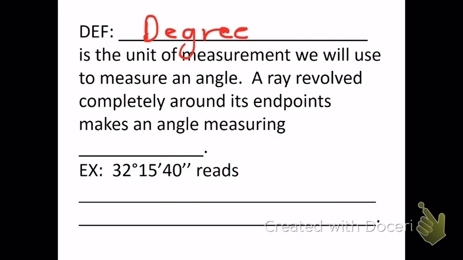A ray revolved completely around its endpoint makes an angle measuring how many degrees, all the way around a circle? Yeah, 360 degrees. Now we can come up with smaller units than a degree. The unit smaller than a degree is minutes, right? There's 60 minutes in a degree, and then smaller than that would be seconds. 60 seconds in a minute.